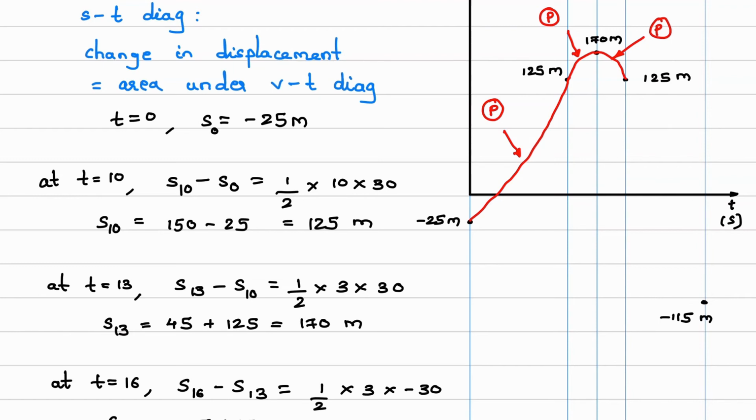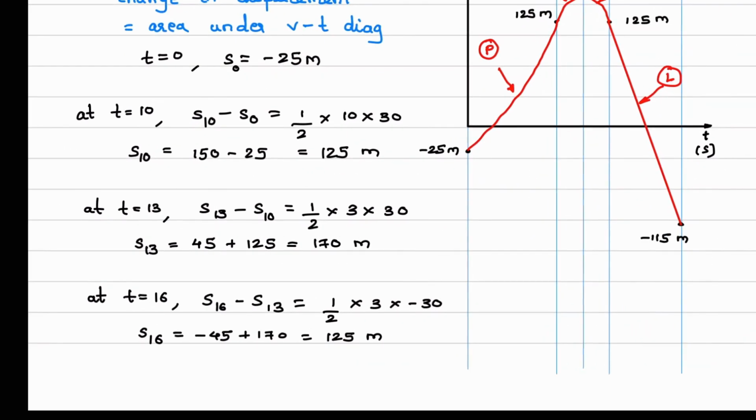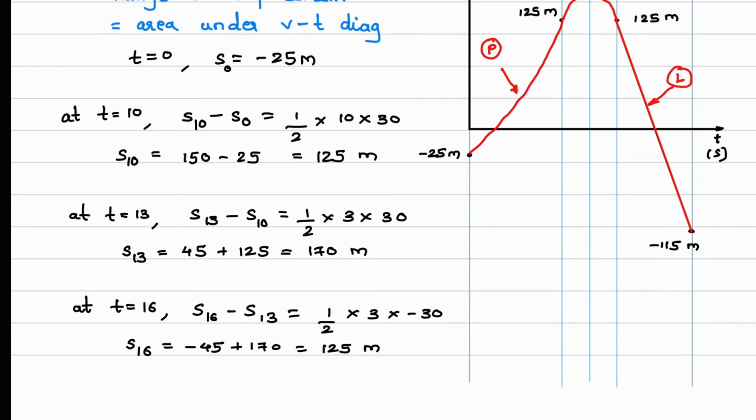So from 125 to minus 115, this will be linear. So this part is linear. We'll see how to calculate. It is not asked in the question, but it might be asked.